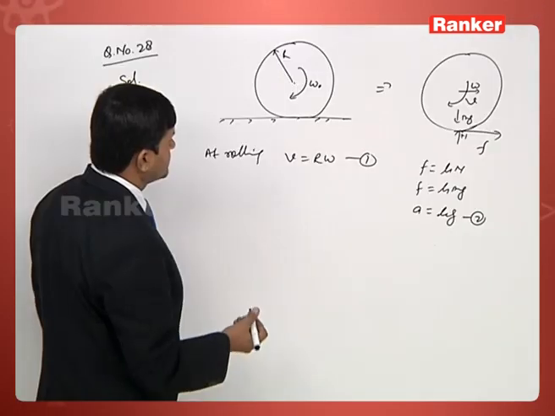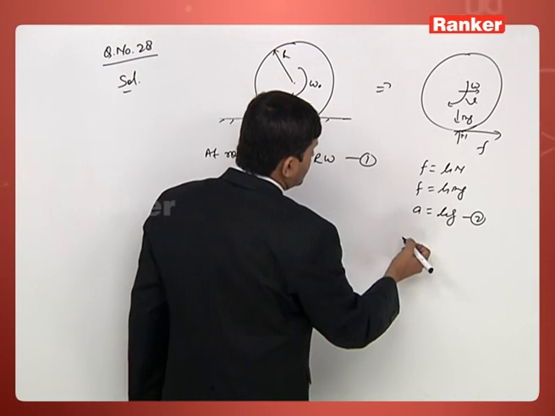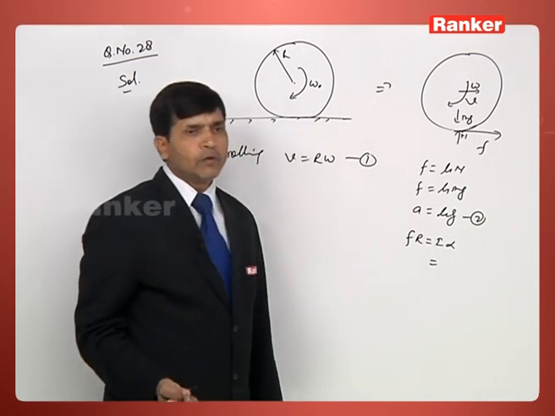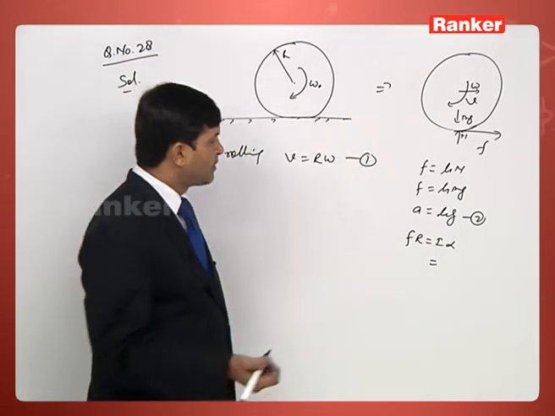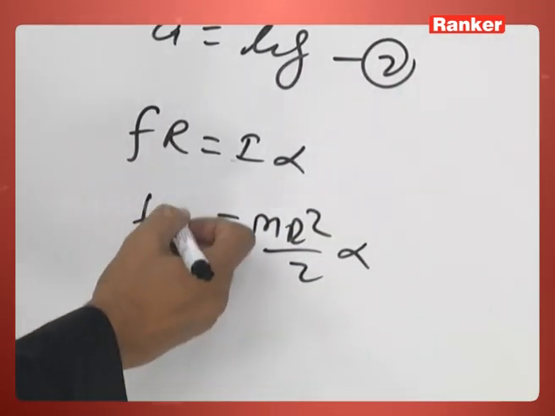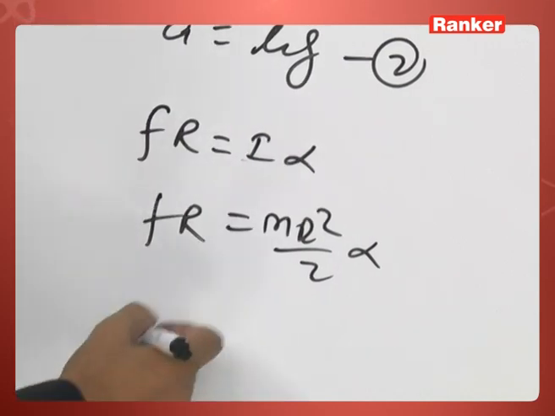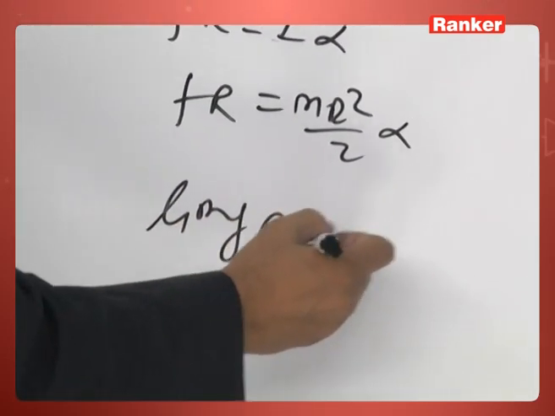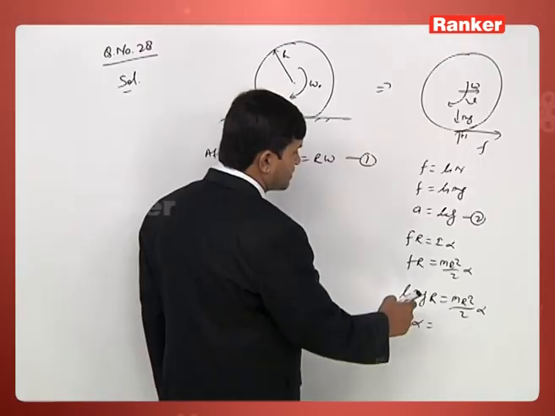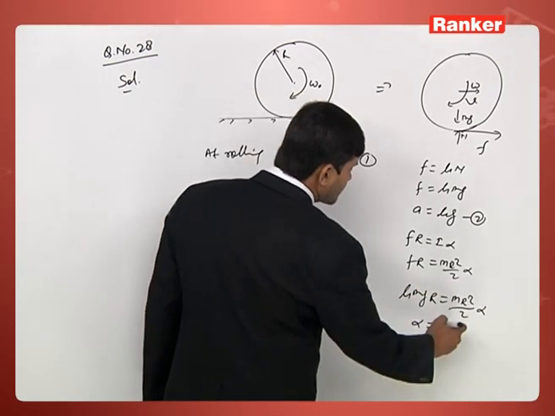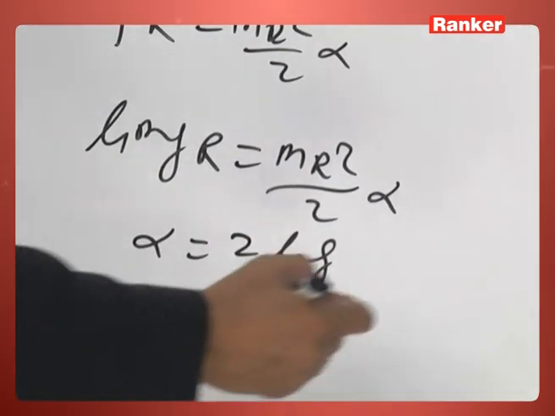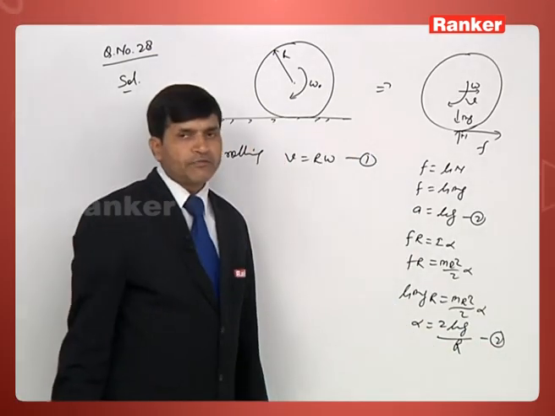And for rotation, F r is I alpha. I is the moment of inertia. This is your disk, which is m r square by 2. So F r is m r square by 2 alpha, where F is mu mg. Mu mg r is m r square by 2 alpha. So alpha, m and r cancel, is 2 mu g by r. This is your alpha.